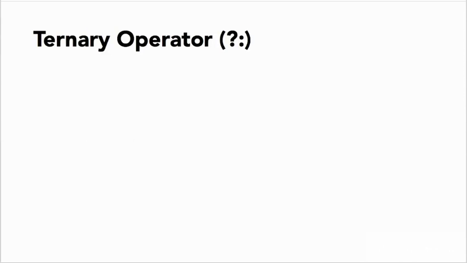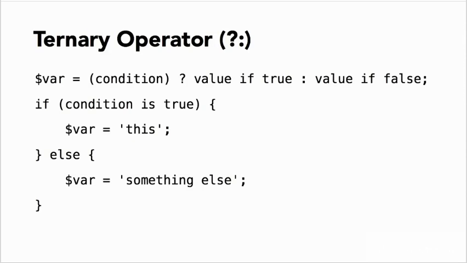The ternary operator is a shorthand structure that assigns different values to a variable depending on whether a condition is true or false. The ternary operator consists of a question mark and a colon. It gets its name because it's normally used with three values or expressions.